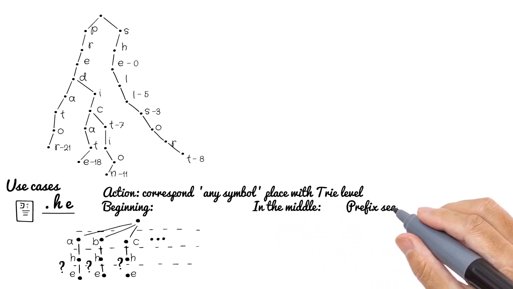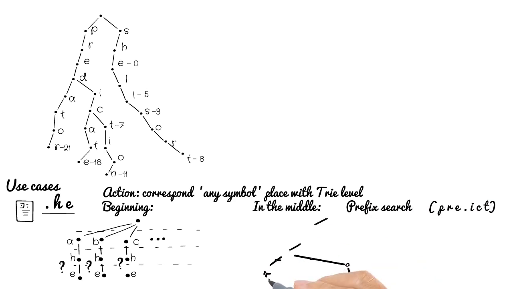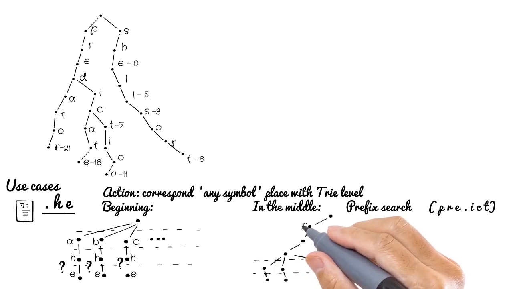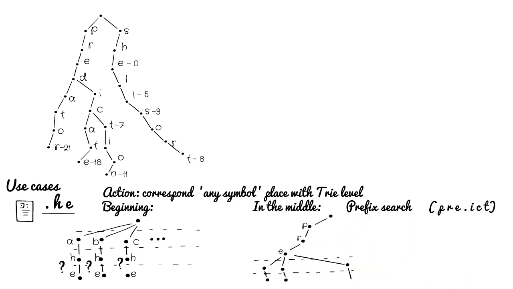If the wildcard is somewhere in the middle, you will start with a prefix search, our prefix task, but the wildcard will be applicable to a different trie level, not the first one.